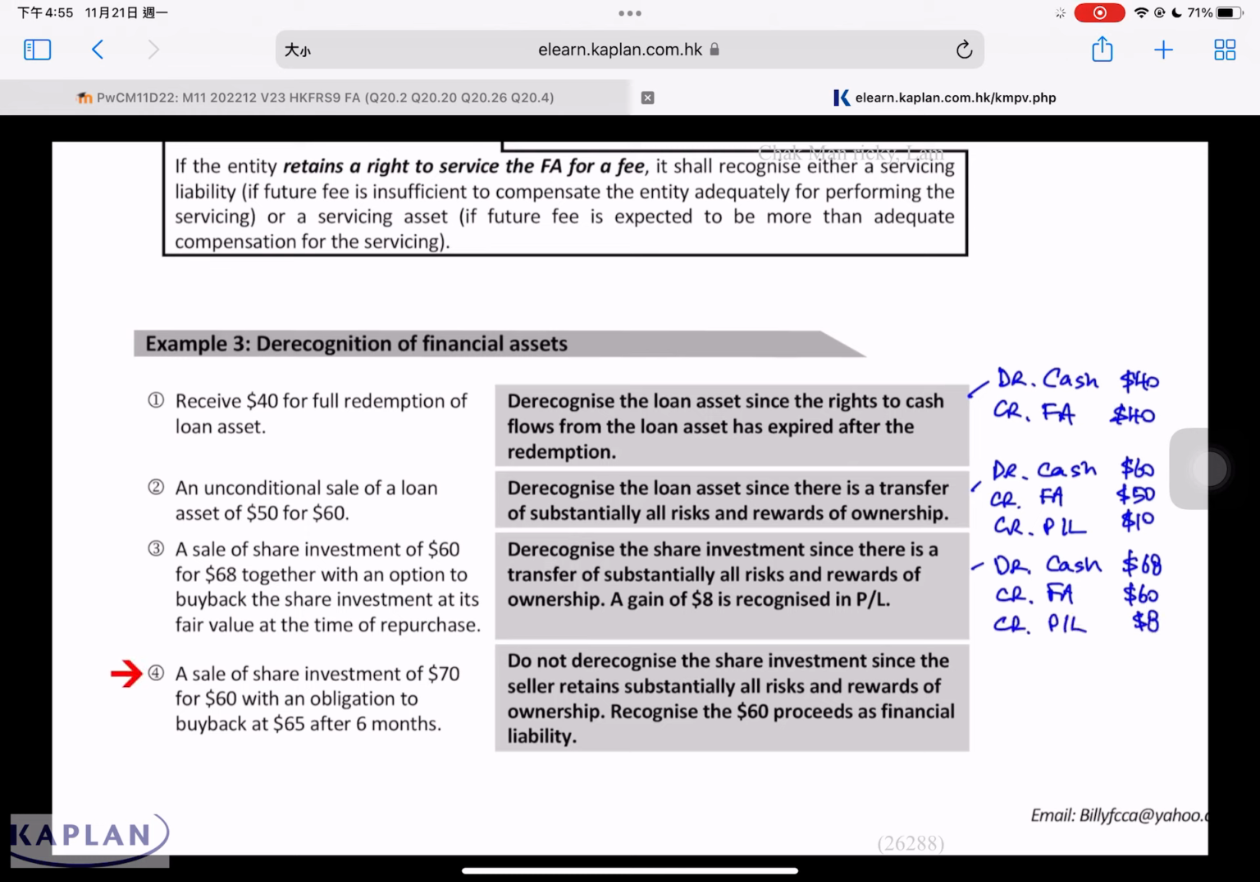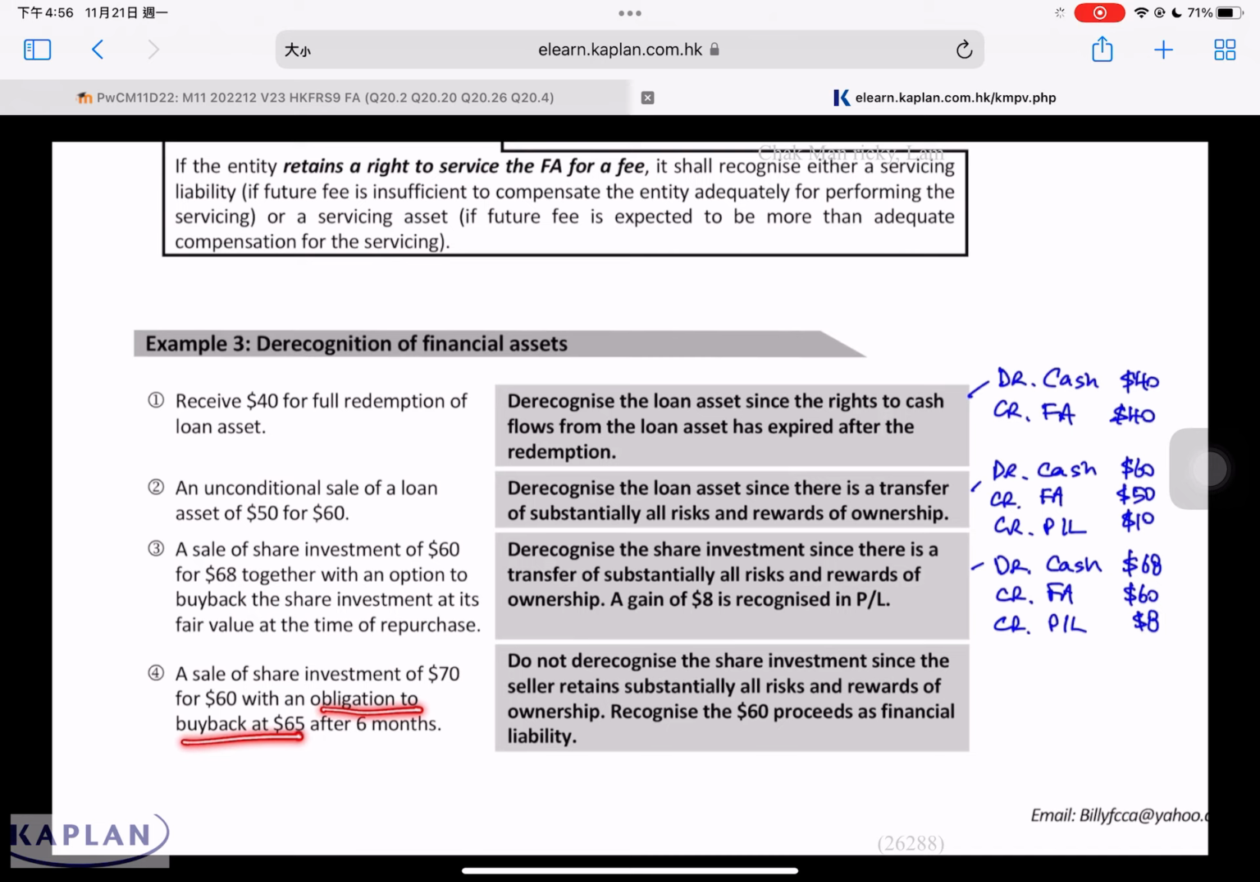We look at the last scenario. A sale of share investment of 70 carrying value for 60 with an obligation to buy back at 65 after 6 months. Number 3 and number 4 are different. Number 3 is the entity has a right to buy back at fair value. Number 4 is that the company has an obligation to buy back at a fixed price. From now to 6 months' time, whether the value of the share goes up or down, the buyer will definitely earn $5 because you pay me 60, and in 6 months' time I pay back 65. You as the buyer will make a gain of $5 regardless of the movement in share price. I'm the seller, I'm still subject to the movement in share price.